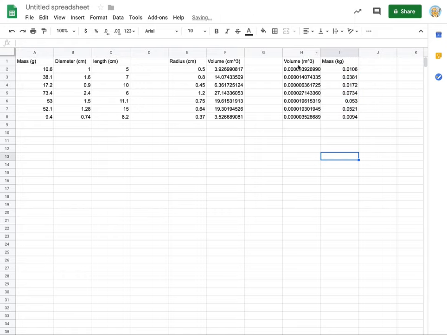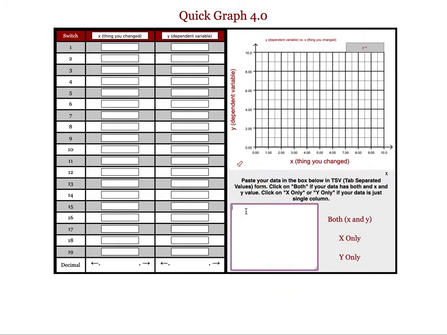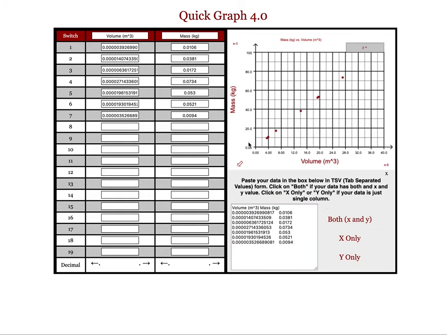Okay, we then want to plot our volume versus mass, but we want to use my graphing program to do this. So we go into my graphing program, we hit import data. We take the data that we just copied from those two columns, we paste it into this spot, and since we're doing both X and Y, we just hit this both X and Y.